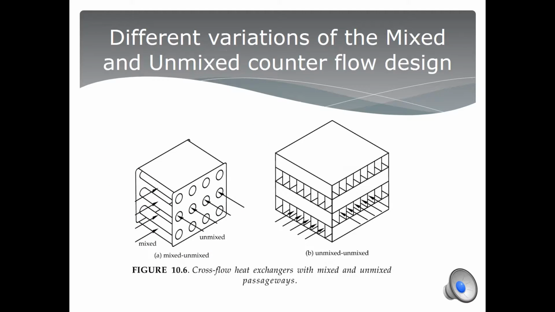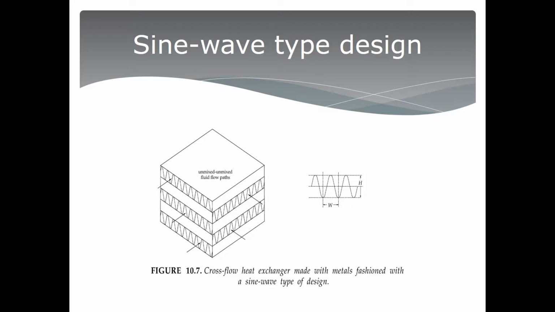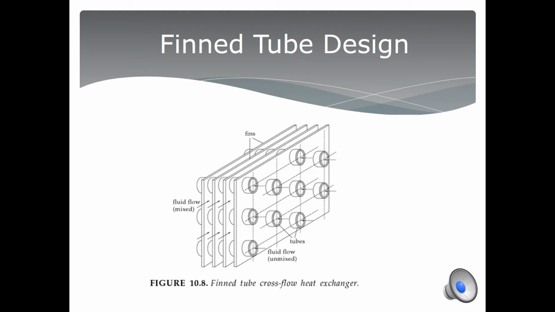So these are the different variations of the mixed and unmixed cross-flow design. The first one is mixed, unmixed, and the other one is unmixed and unmixed. The next one is a little bit different from the previous one because it has a sine wave cross-sectional area. And the last one is a finned tube design, which ensures a maximum surface area in order to provide a larger number of transfer units for the heat exchanger.